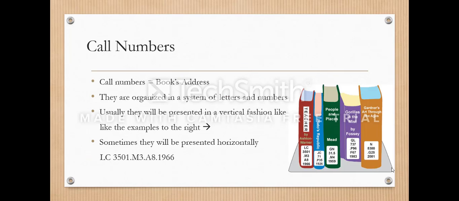Call numbers are like a book's address. It tells us where the book is located within the library. No two books have the same call number. They are organized in a system of letters and numbers, as you can see to the right. LC 3501 or QL 737.